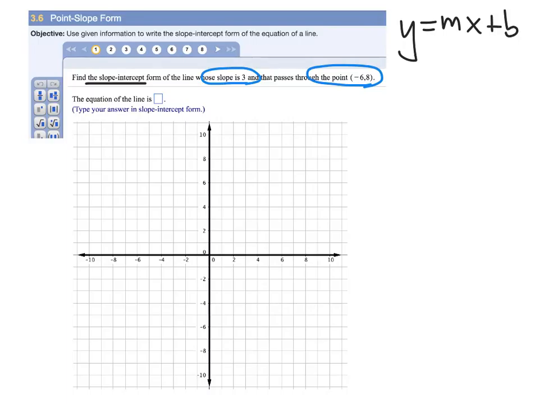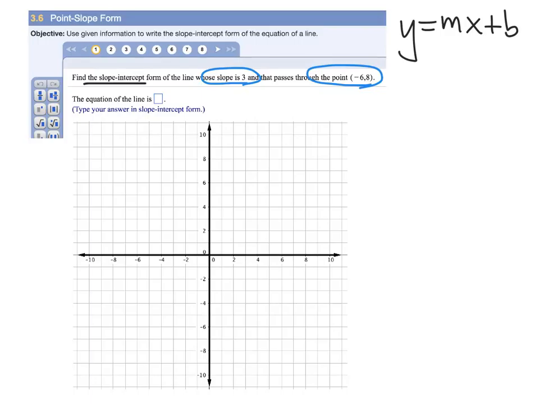I'm going to show you two ways to get the answer. The first way is the slow way that I don't want you to use, but it will help you understand what's going on. The second way is the fast way, but it's more algebraic.